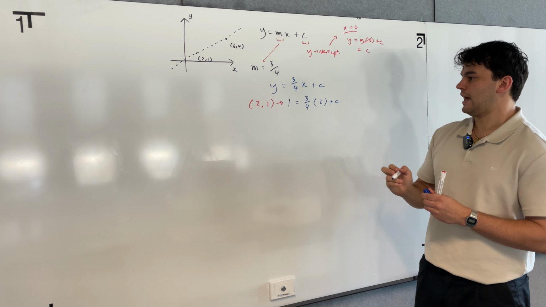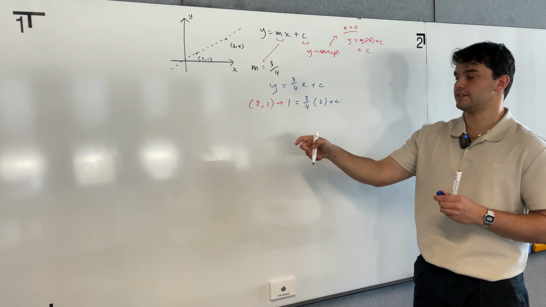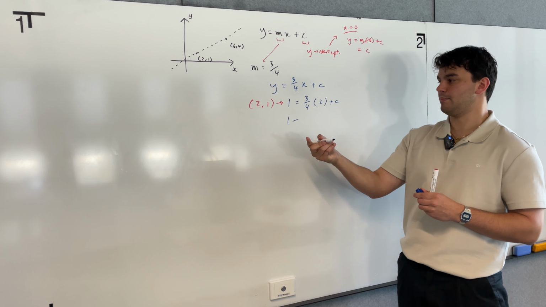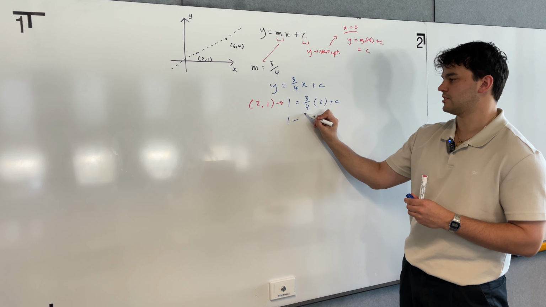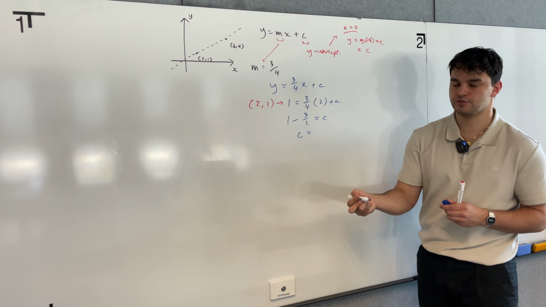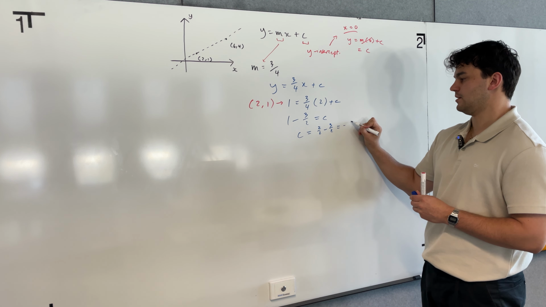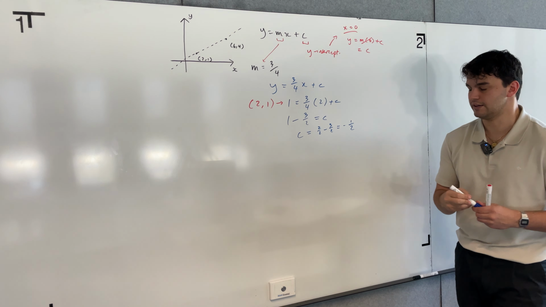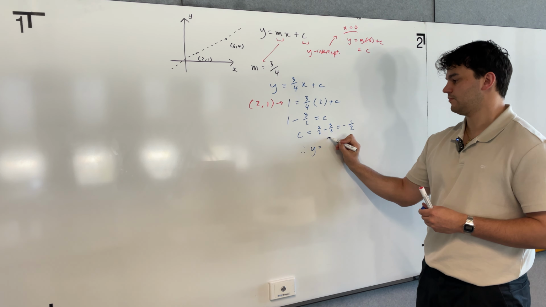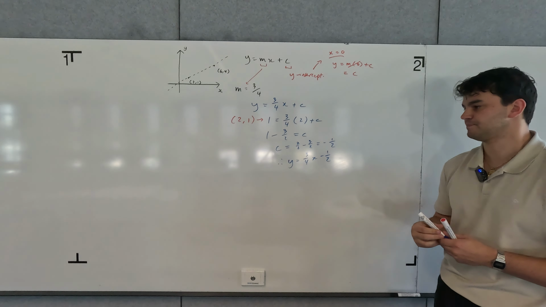Nice. Now, what we do is we just multiply this 2 and this 3/4 together and move it to the other side. So we get 1 minus 3/4 times 2. That ends up becoming 6/4, which is 3/2, is equal to c. Therefore, c is equal to 1 minus 3/2, which is 2/2 minus 3/2, ends up being -1/2. Therefore, y is equal to 3/4 x minus 1/2 as our linear equation.